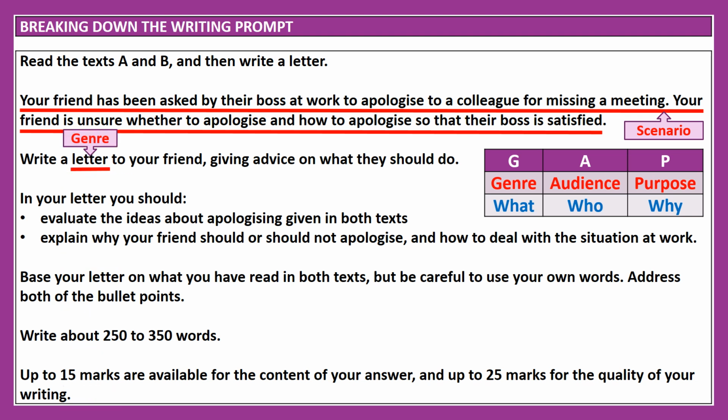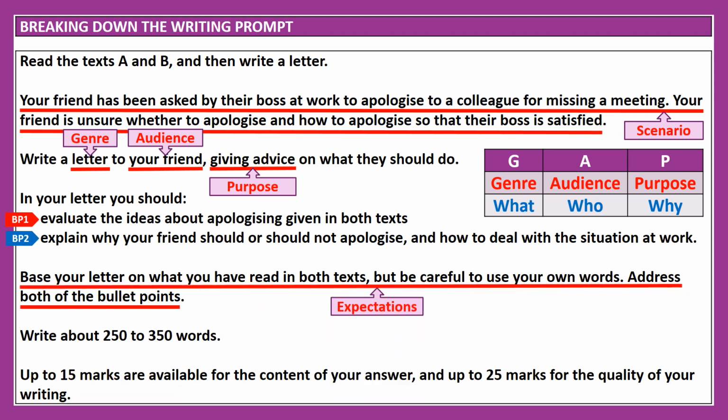First, the genre, or what am I writing? Writing a letter. Second, the audience, or whom am I writing for? Writing for my friend. Third, the purpose, or why am I writing? Writing to give advice. Take note of the bullet points that tell you what to include in your letter. These instructions are reminders of how to write your answer. You should write between 250 and 350 words, which is 1.5 to 2 sides of A4 in standard handwriting.